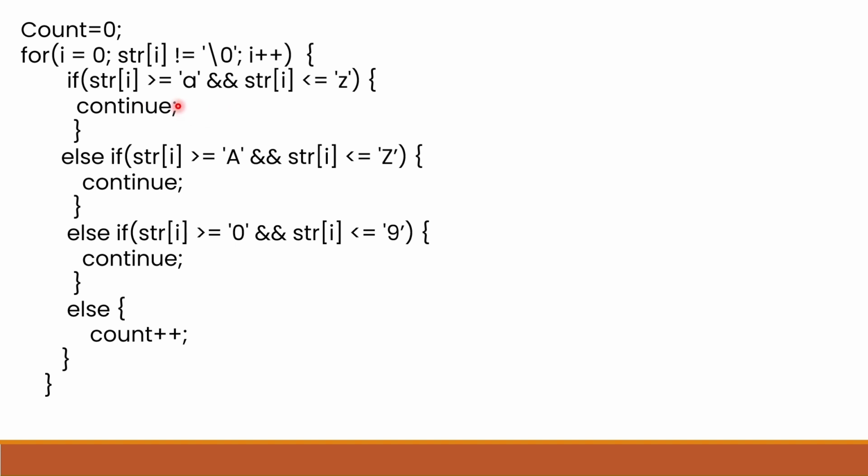In this first if condition, we are going to check if the letter is a small letter. If it is not, then we are going to check the next if condition, if it is a capital letter. Else, we are going to check if it is a digit or not. And only if all three checks fail are we going to increment the count, which means if a letter is not a small letter or a capital letter or a number, it will be a special character, and so we are going to increment the count. Hope you understood this explanation.